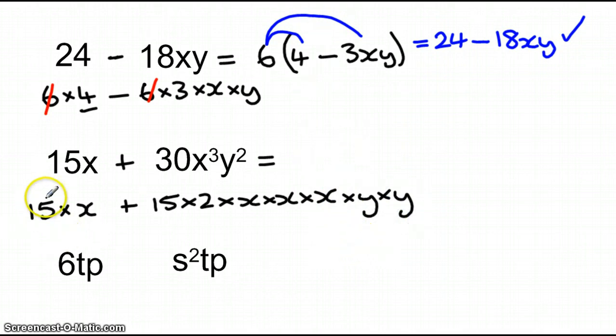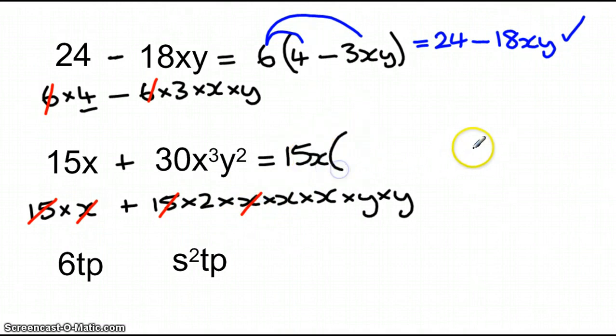Let's have a look what goes into both. Well, 15 goes into both, so that goes outside. There's also an x in both, so that goes outside as well. There's nothing else that goes into both, so we close our brackets. Now remember, we've crossed off both terms here.